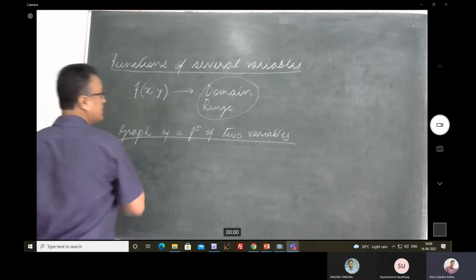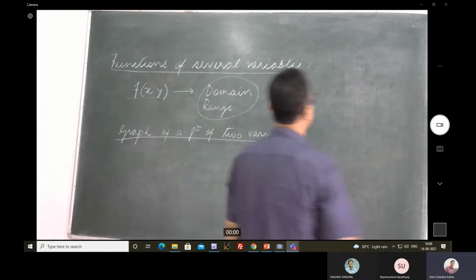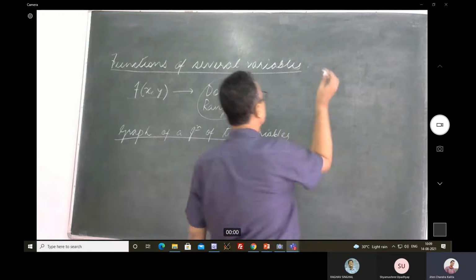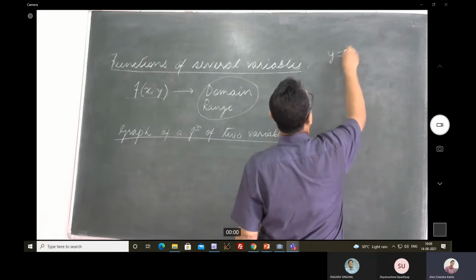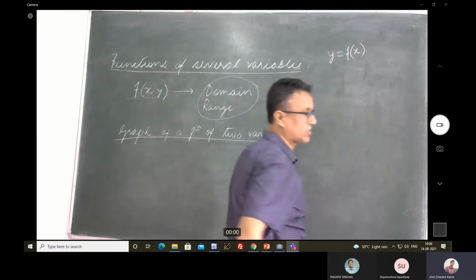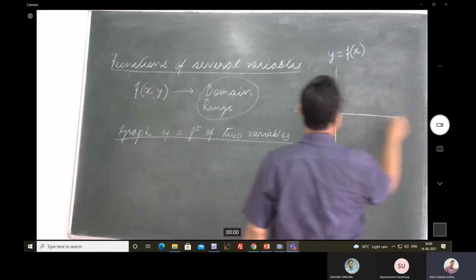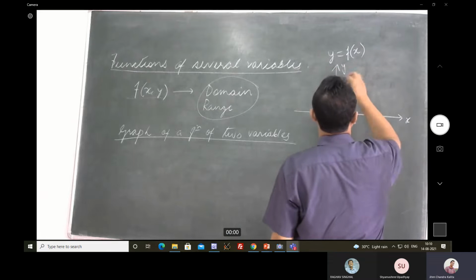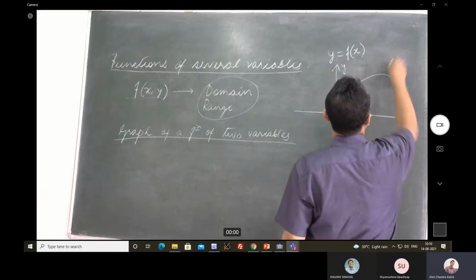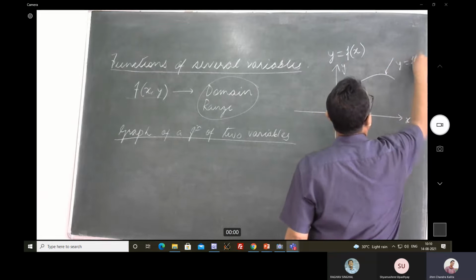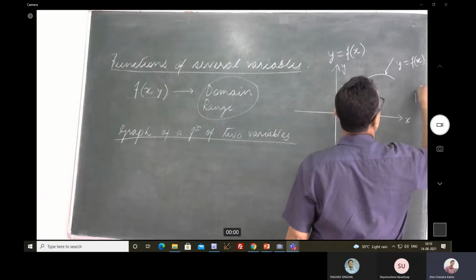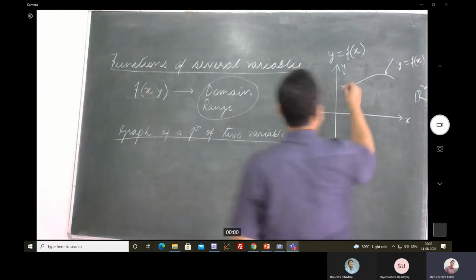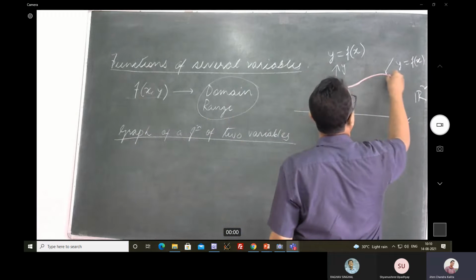See, if you recall from your NA 101 single variable calculus course, suppose I consider a function of a single variable, say x. If I want to plot the graph of the function in the two-dimensional plane, you see that it is nothing but a curve. It is something like this.